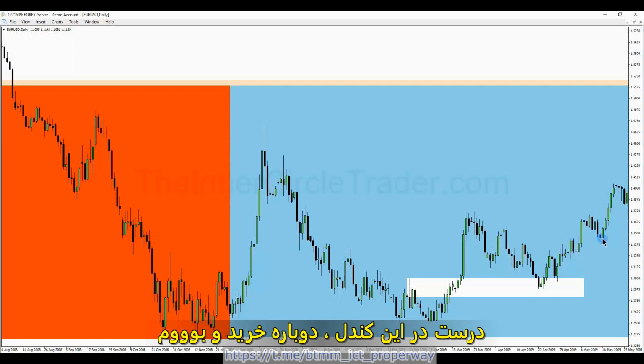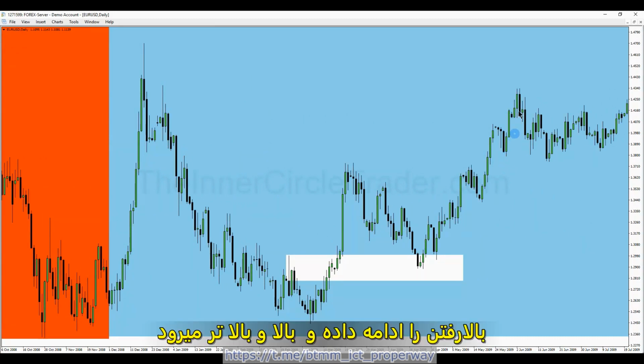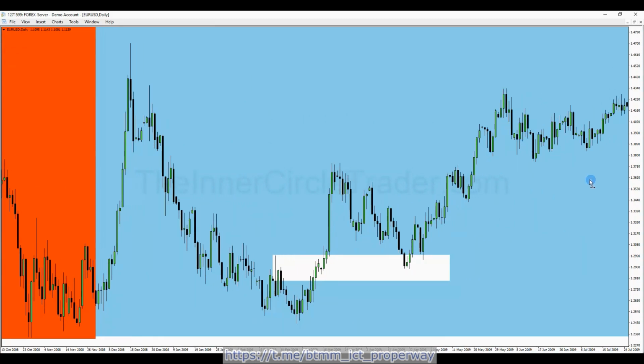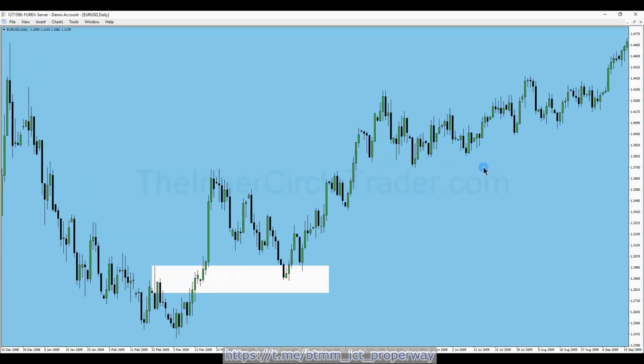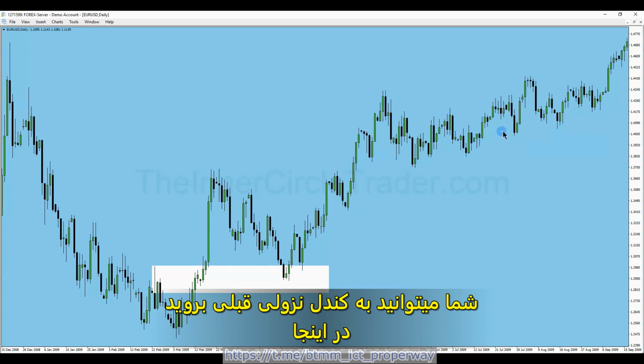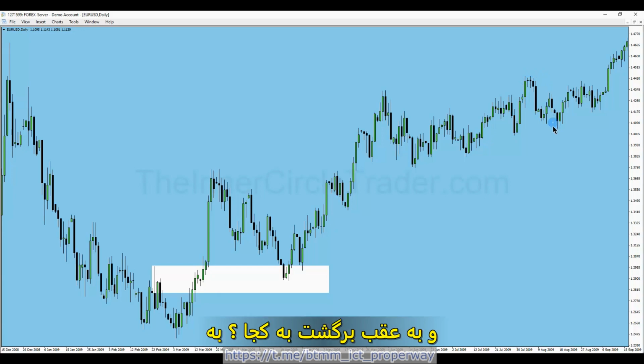Buy it again. Boom. Explodes. Keeps going higher and higher, goes into consolidation. Every new buying finds a down candle. You go right back to the previous down candle here. Buy it again. Price rallies again. Price dips back down into what? This down candle here. Buy it again.